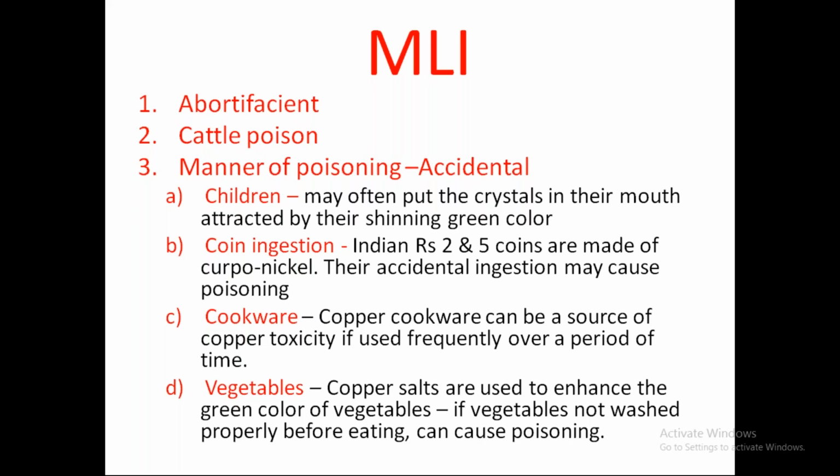So if you are not properly washing the green vegetables, then it can easily poison the person over a period of time. Copper salts are used to enhance the green color of the vegetables. If vegetables are not washed properly before eating, it can cause poisoning. So these are the 4 methods by which copper poisoning can occur by accidental method.